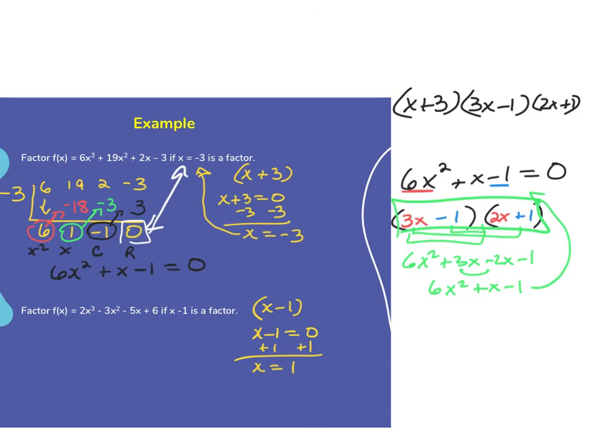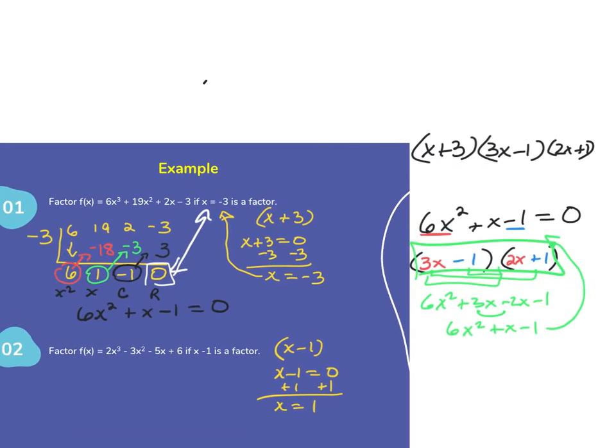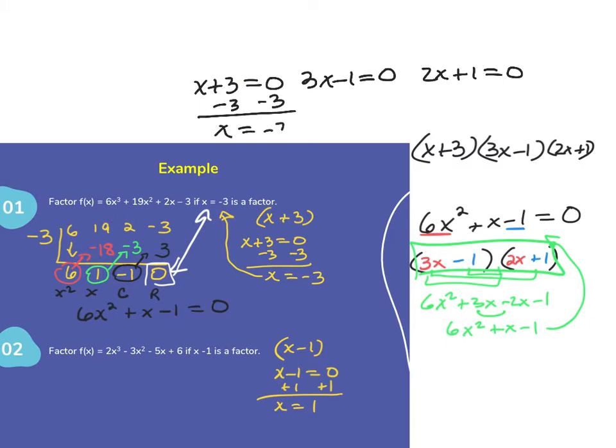Now, if it says to find the zeros, then we need to take this one step further. What I would do is take each one of these, set them equal to 0, and this is going to be the zeros of my function. Remember, the zeros are also called solutions, and they're also the x-intercepts.